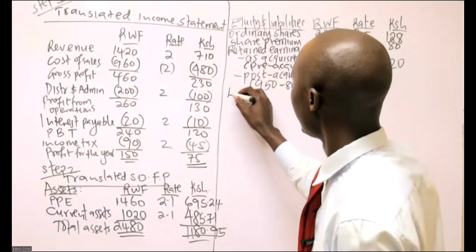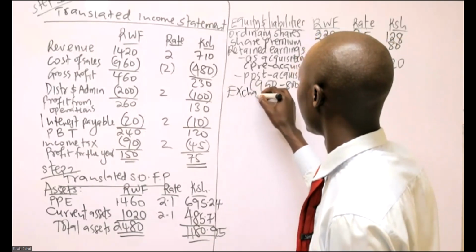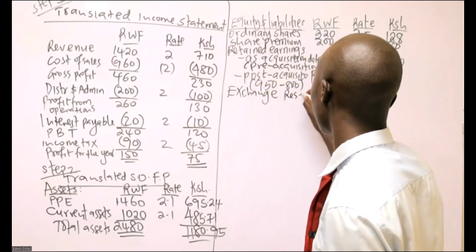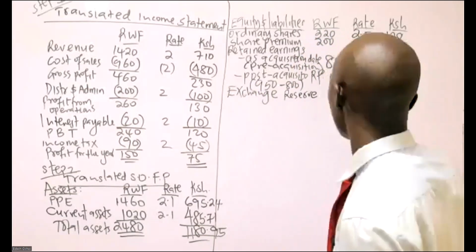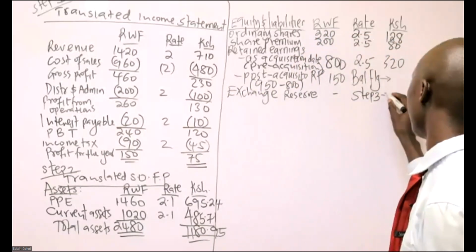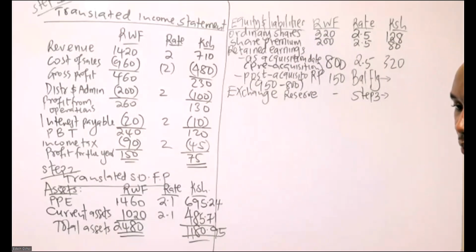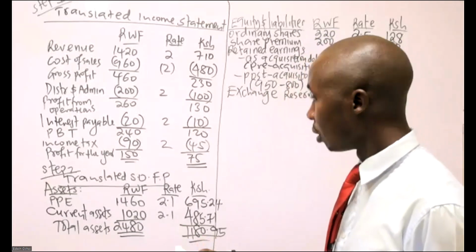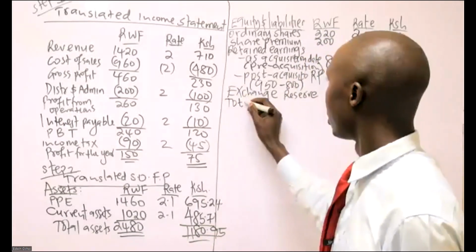Then here I will introduce something which is not in that statement, but I will have to do step 3, which is an exchange reserve. So again, this one needs a working. Then after that, we have total equity.